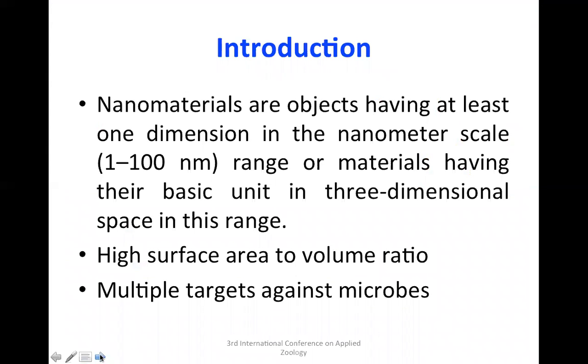Nanoparticles are nanomaterials, which are objects having at least one dimension in the nanometer scale, around 1 to 100 nanometers. The important thing about nanomaterials is that they have a high surface area to volume ratio, and due to this feature they are biologically more active as compared to their bulk counterparts.